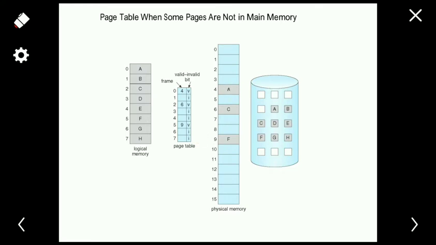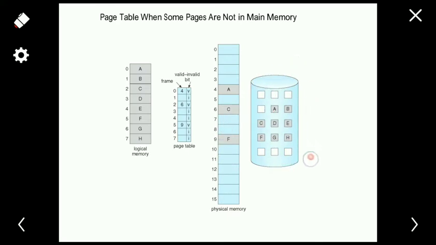Okay, so that's why they are indicated with the valid bit. The remaining are indicated with the invalid bit. That means they are free and not occupied here. So here, frames 4, 6 and 9 are occupied with A, C and F. The remaining pages, that is B, D, E, G, H, are not in the main memory. So they are in the secondary memory.